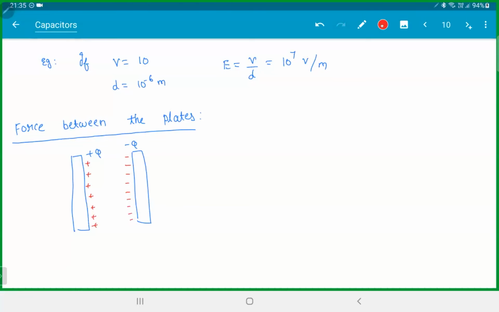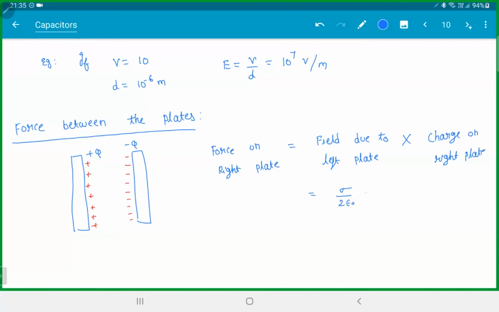So when you have a plus and a negative here, how do you find the force between the plates? The force on any one plate, say the right plate, is the field due to the left plate times the charge on the right plate. Remember, you should not take the field due to yourself. The field is given by sigma by 2 epsilon, into minus Q. Sigma is nothing but Q by A, so the force is minus Q squared by 2A epsilon. This is the force between the plates.